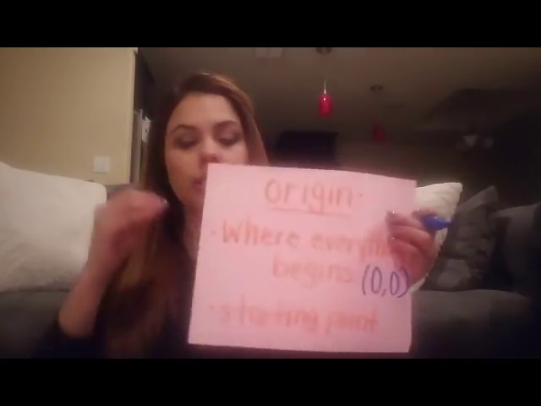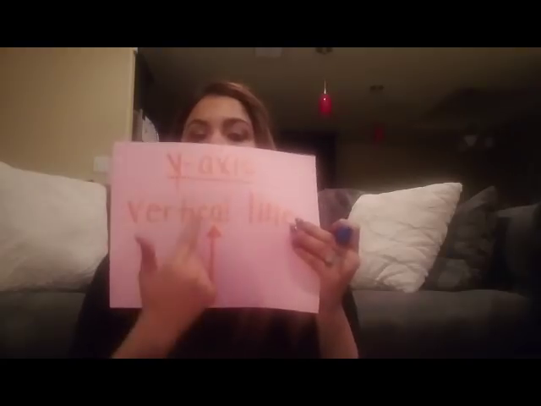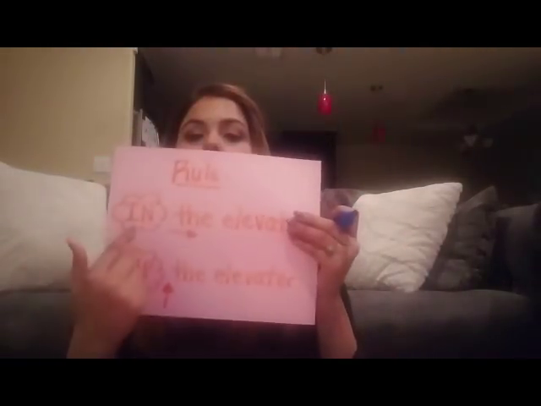Okay? Origin is 0. Origin starts with an O, so it must be at point 0, 0. And then we also have our y-axis, which runs up and down. And then again, we have our x-axis, which is horizontal and runs left to right. And then our rule is that we always want to start at the origin. I should have included that in the rule.